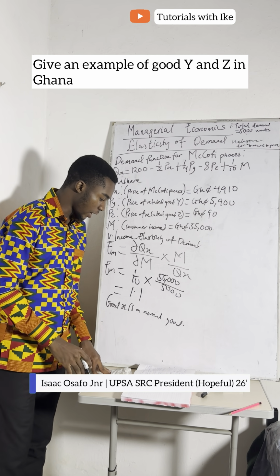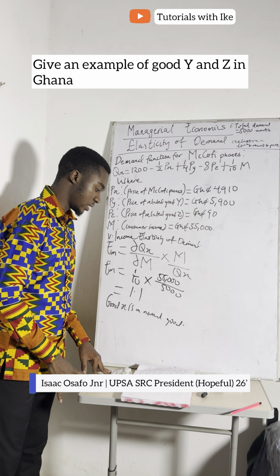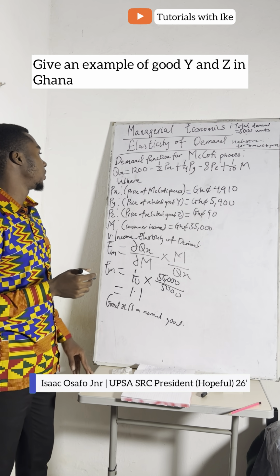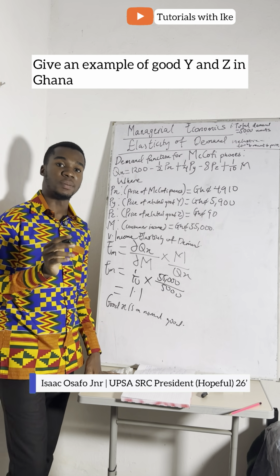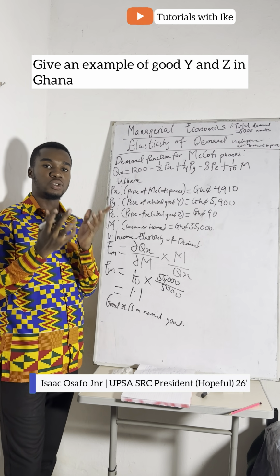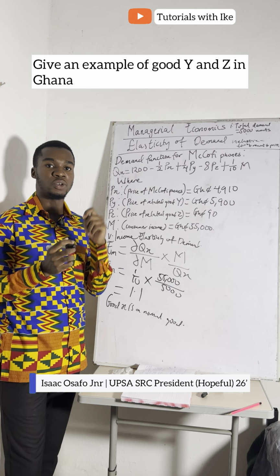Then we were also asked to find an example of good Z. And when we solved for the elasticity of demand between X and Z, remember we concluded that it is a complement. Meaning that you can use them together, hand in hand, so they go together.